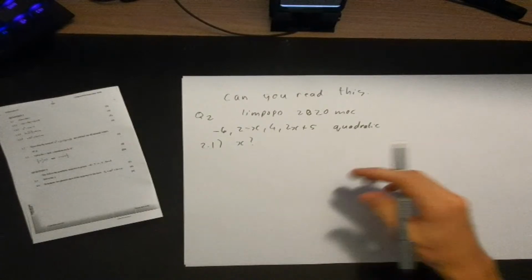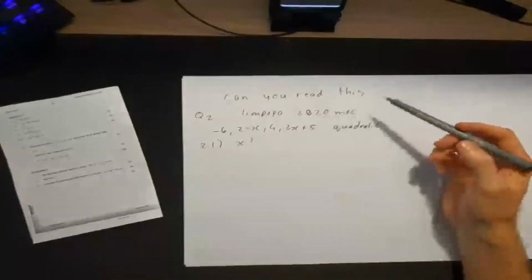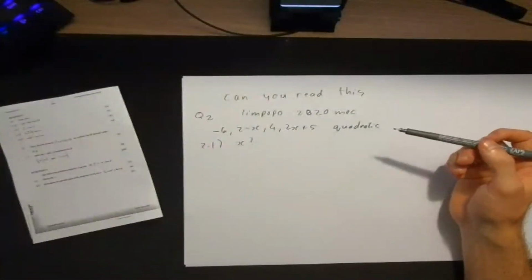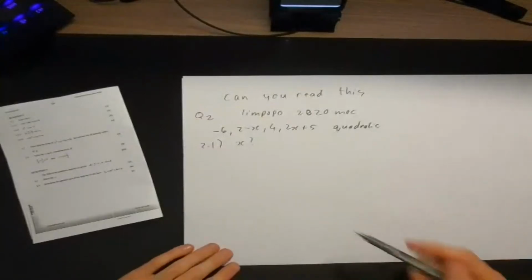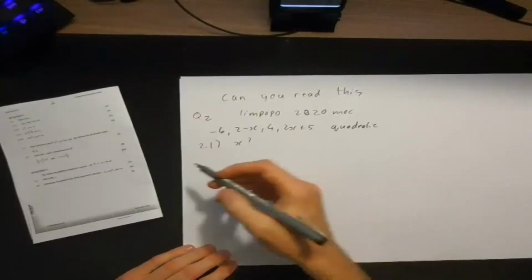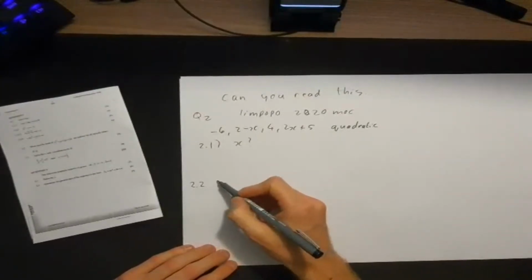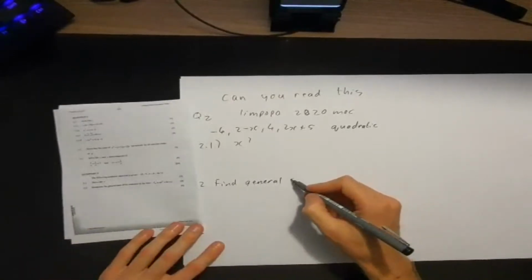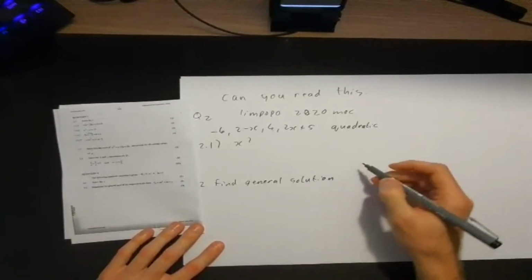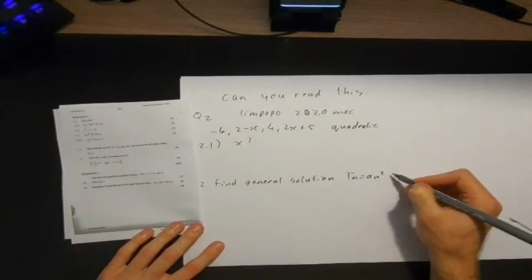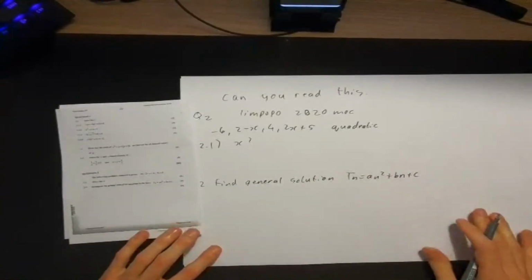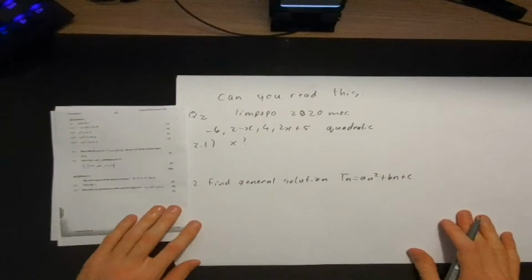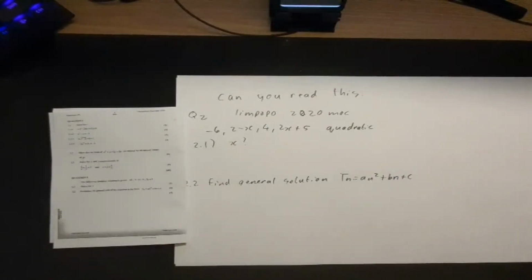Okay, the sequence is given: -6, then 2 minus x, then 4, and then 2x plus 5, and they've asked you to solve for x. Then in question 2.2 we'll be looking at finding the general solution, in the form Tn equals an squared plus bn plus c. So the pattern is -6, then 2 minus x as your next term, then your third term is 4, and then your fourth term is 2x plus 5.